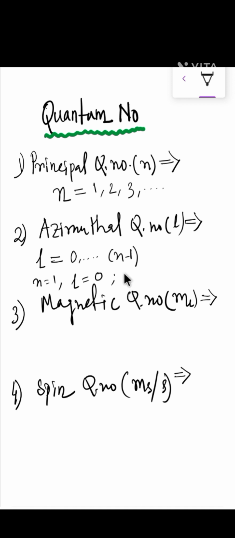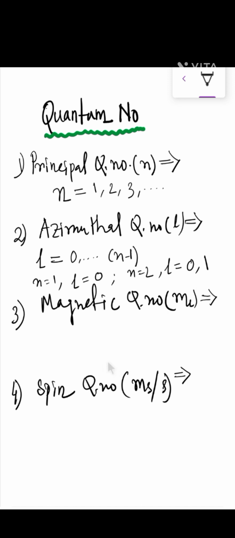Now for n equals 2, l will have the value 0 to n minus 1. 2 minus 1 is 1, so 0 and 1. For n equals 2, we have two l values, that is 0 and 1. Like that, if n equals 3, then l can be 0, 1 and 2, because 3 minus 1 is 2.